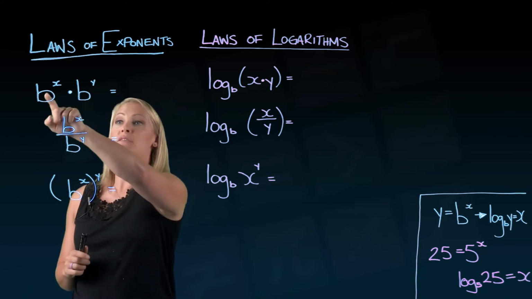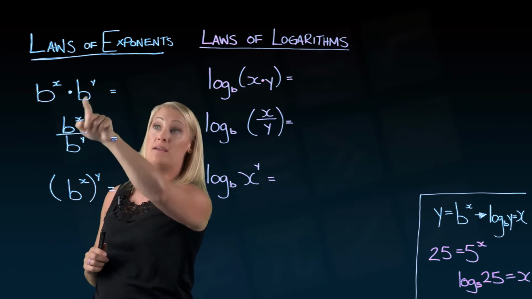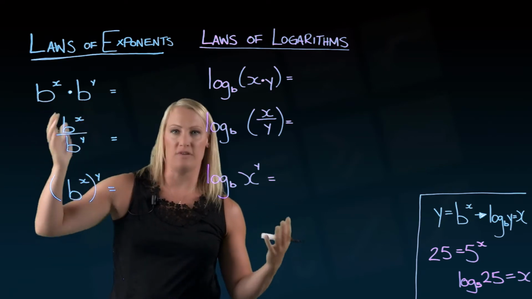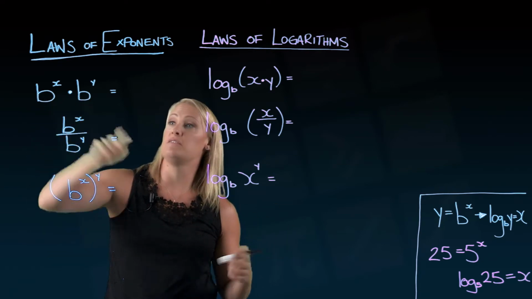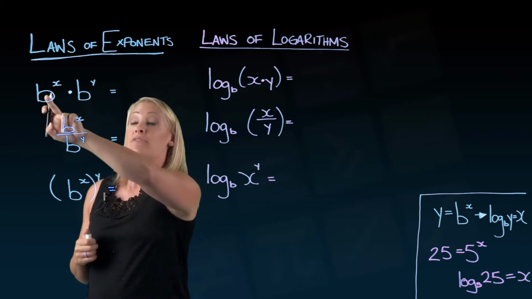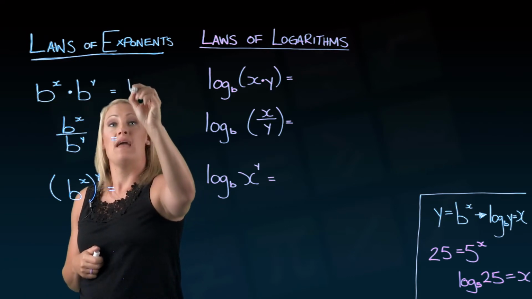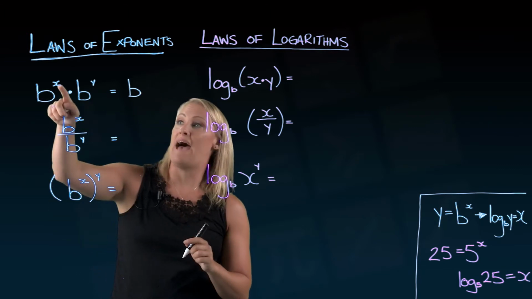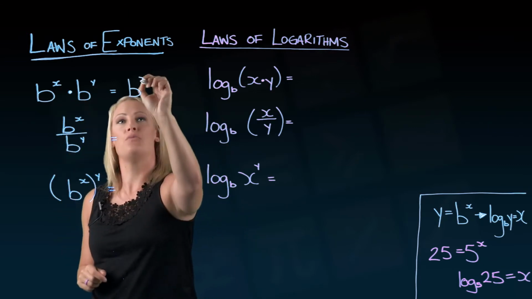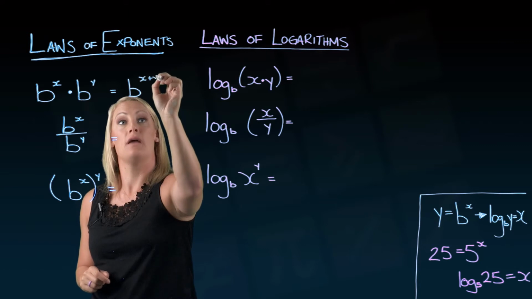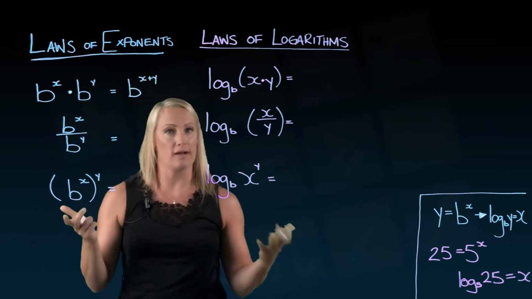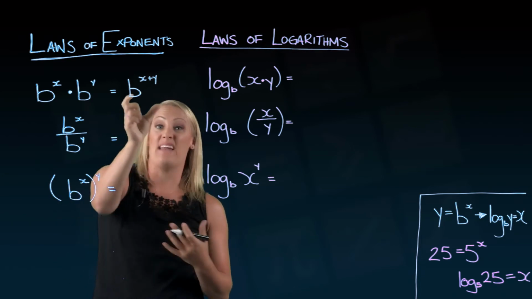I've got b to the power of x times b to the power of y. B just means that this base is the same. It doesn't matter what number it is as long as it's the same. And if I'm multiplying, my answer is the same base, but I would add those two exponents. And I'm hoping at this point that's something that you know already. B to the power of x times b to the power of y is just b to the power of x plus y. So I'm adding those exponents.